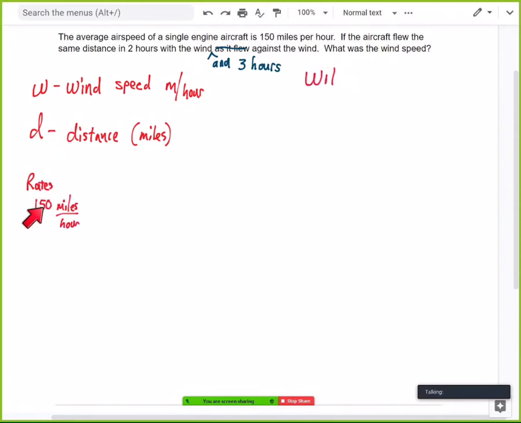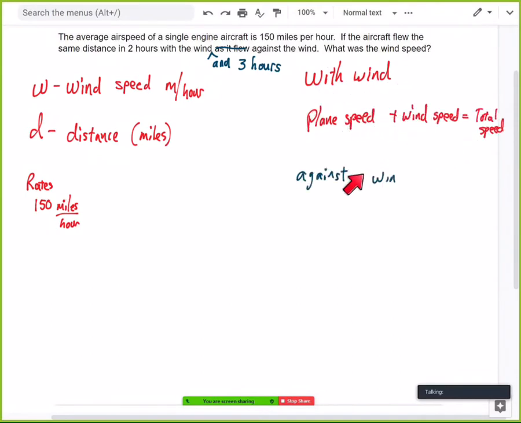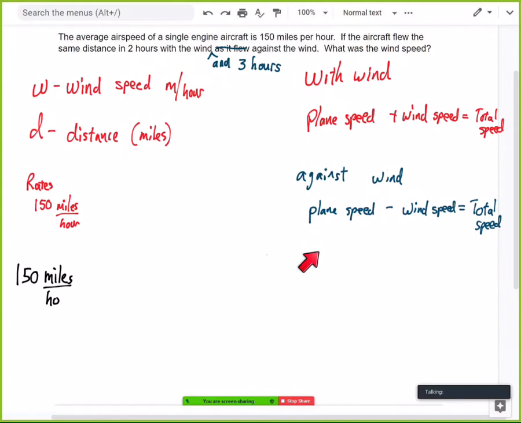However, I do know some rates. I know the rate 150 miles per hour is the speed of the actual aircraft. I also have a structure that says if we go with the wind, it's plane speed plus wind speed equals total speed. If we go against the wind, it's plane speed minus wind speed equals total speed. So, what else do I know? I know 150 miles per hour is the plane speed. W miles per hour is the wind speed. If I add those two together, I get the total speed, which is measured in miles per hour.